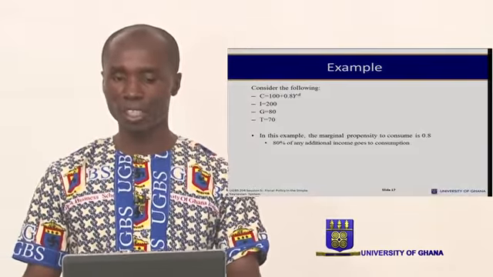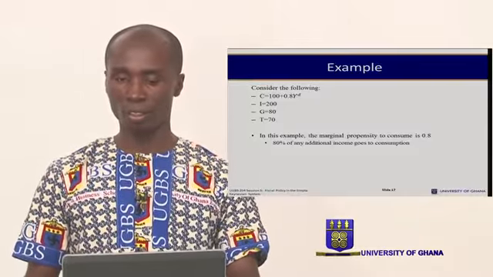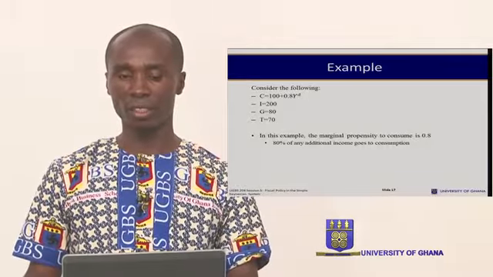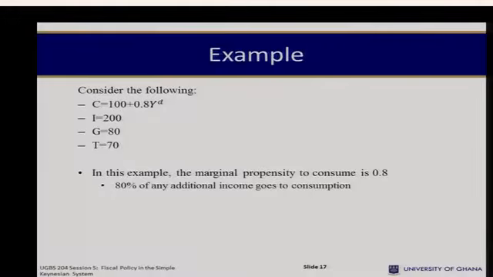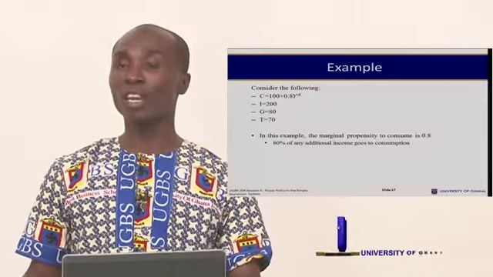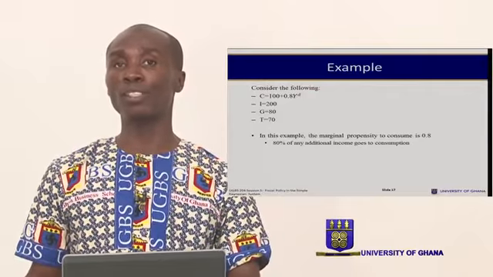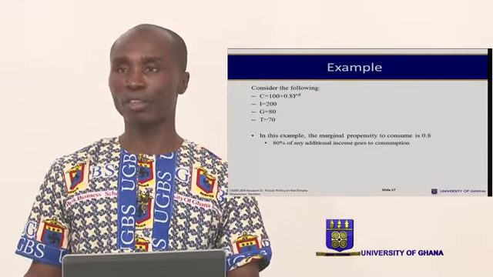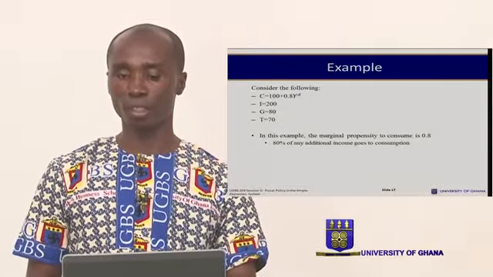So here's a simple numerical example for us to consider. In this case, the economy has the following. Consumption is 100 plus 0.8 YD. Investment is 200, a fixed amount. Government spending is 80, a fixed amount. And then autonomous taxes, that is lump sum taxes, which we spoke about in the last session, is 70. Note that when you write this consumption function, it means that the marginal propensity to consume is 0.8. So we consume 80% of every additional disposable income.